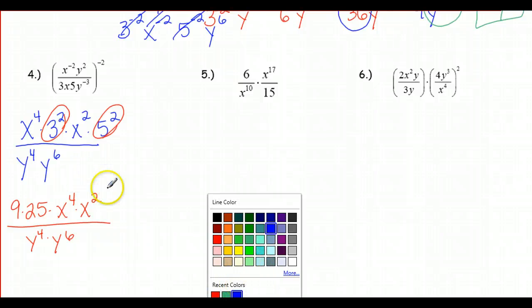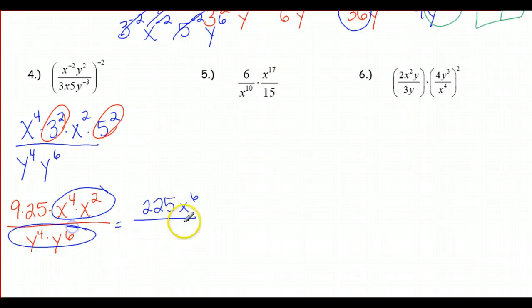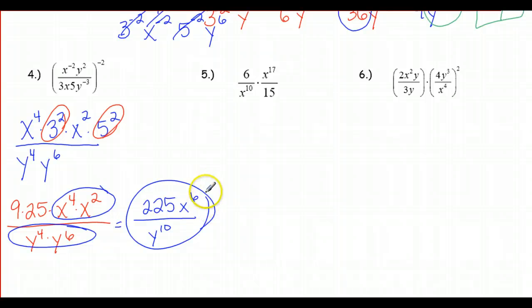to notice that I have 2 x's in my numerator, so I can add their exponents. Well, first of all, 9 times 25 is 225, I believe. x to the 6th over, notice my y's have the same base, so 4 plus 6 is 10, y to the 10th. So then my answer, if I multiplied right, is 225x to the 6th over y to the 10th.